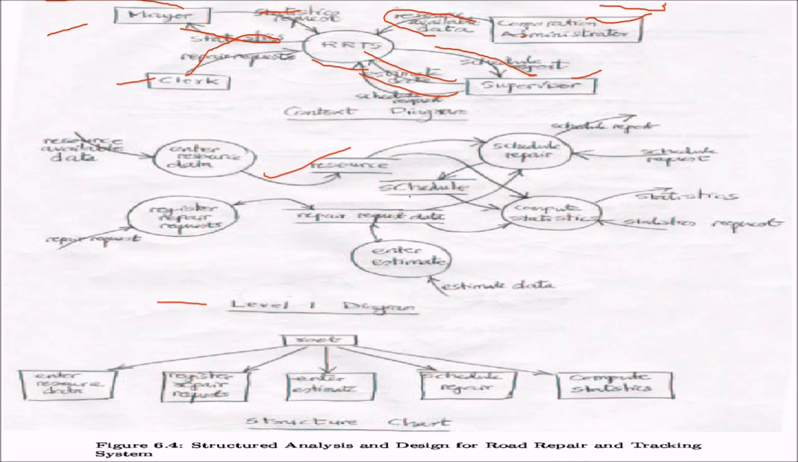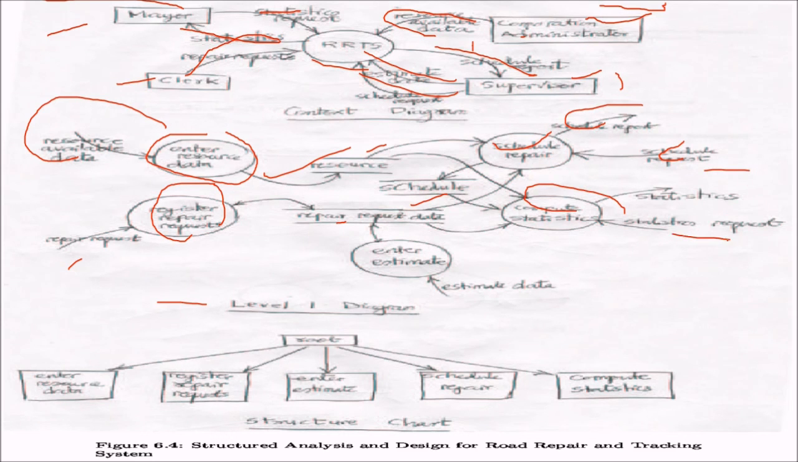This is the level 1 diagram. We have resource here, schedule here, and repair request data. This is entering resource data, where the resource available data can be obtained. Then the registering of repair requests, and the schedule report with schedule request and schedule reporting. In this, we can compute statistics, like statistics and schedule report. We can enter the estimate by estimating the data. This is how the level 1 diagram can be made. The root in the structure chart can have the subfunctions like entering resource data, registering repair request, entering estimate, scheduling the repairs, and computing the statistics.